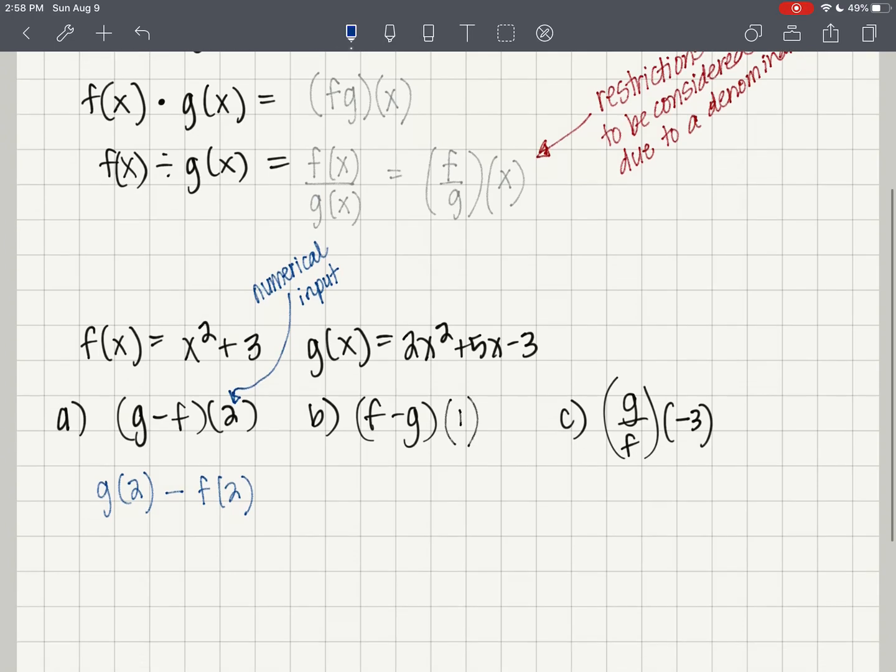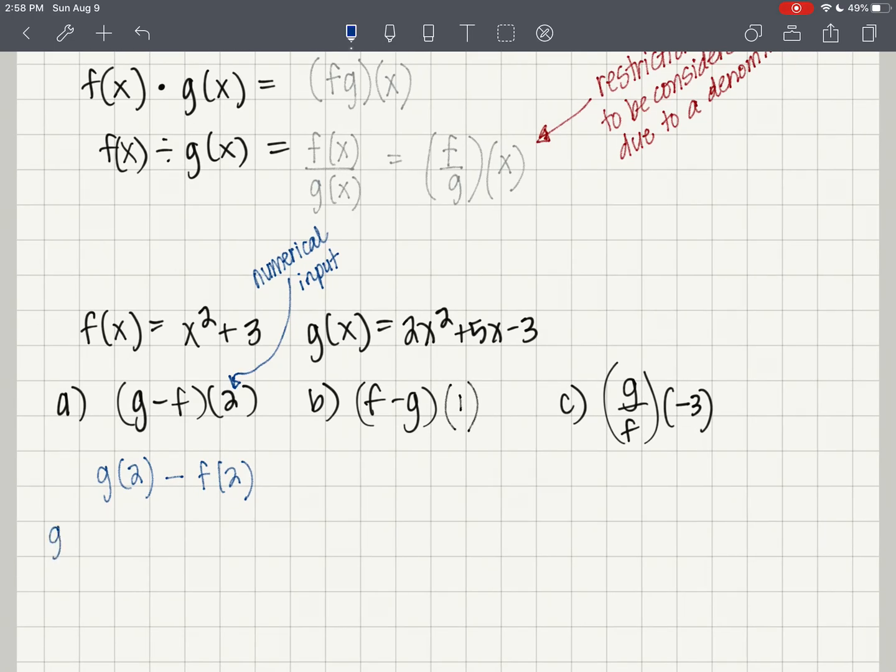So we're going to go to the g function and we're going to put a 2 in its place. g of 2 is equal to 2 times 2 squared plus 5 times 2 minus 3. 2 squared is 4. 4 times 2 is 8 plus 10 minus 3. 18 minus 3, I believe, is 15 today.